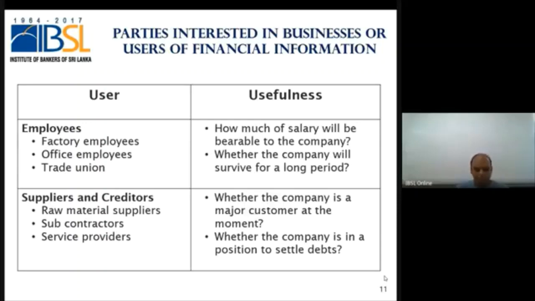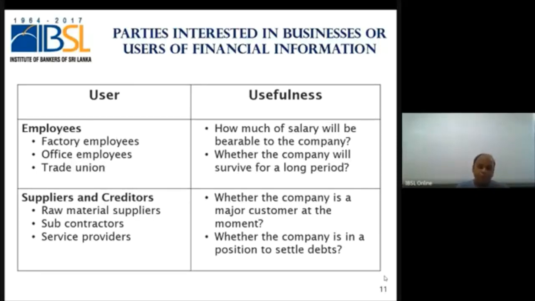In terms of employees, this also includes the office employees, factory employees, or maybe even the trade union. As you know, the objective of the trade union is to look after the well-being of its members. So when the trade union goes for negotiations with the management for salary increases or other perks for its members, they also need to know how the company is performing, whether the company is performing well enough for us to go and ask for an increase. So it is very important for employees to know how the company is performing, to understand how much of a salary will be bearable to the company. Whether I can ask for an increase, whether I will get my bonuses. Big question.